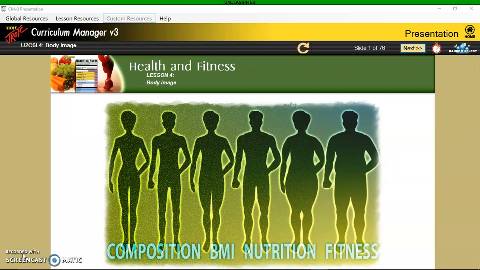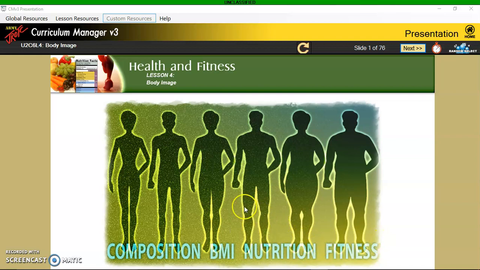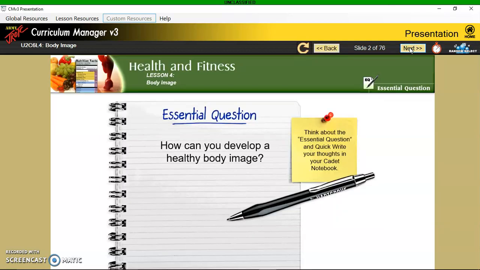Okay, cadets, today we're going to continue in our area of health and fitness. We've talked about nutrition when we've talked about fitness. And what we're going to go over today is body image, which in today's society is actually a pretty big issue. Our essential question for today is, how can you develop a healthy body image? What is the right image that you should perceive yourself and be happy in your own body? And that's important. It's very important that we're comfortable and happy with who we are and how we feel we look.